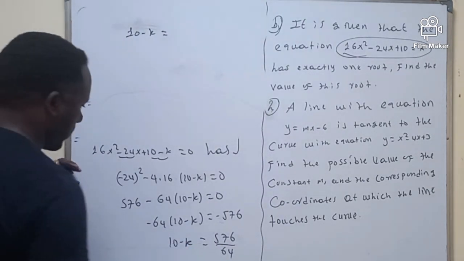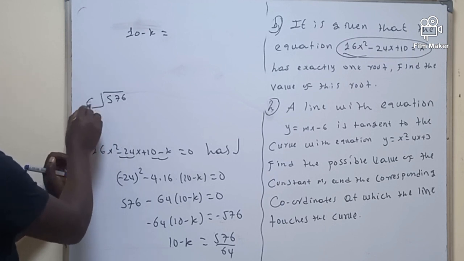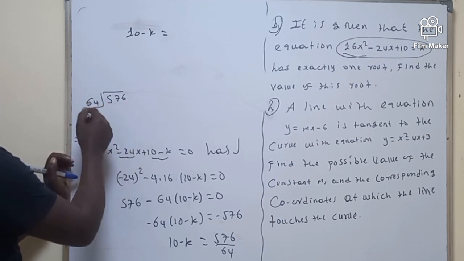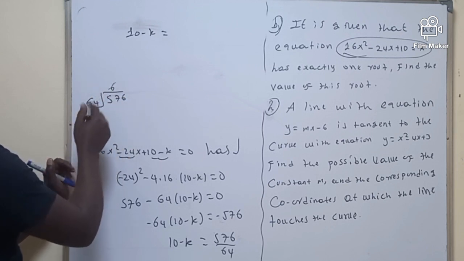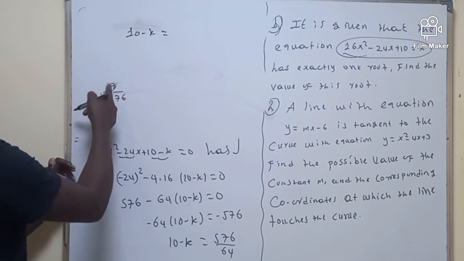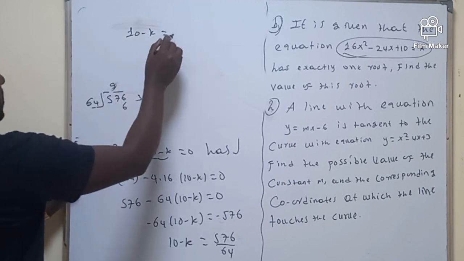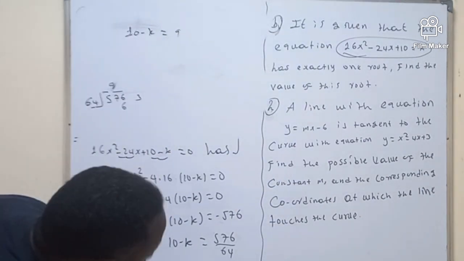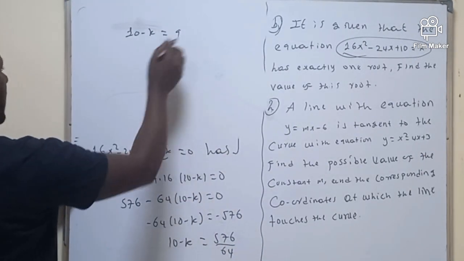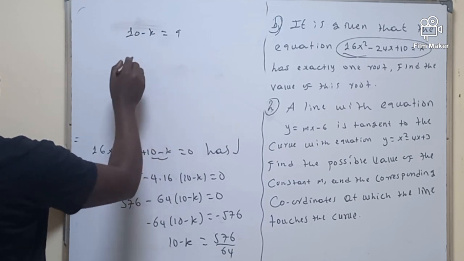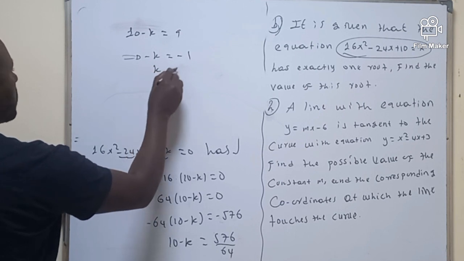So that's how we divide this. 576 divided by 64: 64 times 9 is 576, so the result is 9. Means that 576 divided by 64 will be 9. So from here, 10 minus K equals 9, which implies that minus K is negative 1 and K is going to be 1.